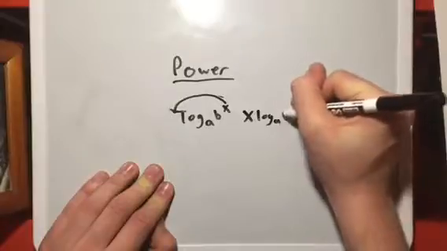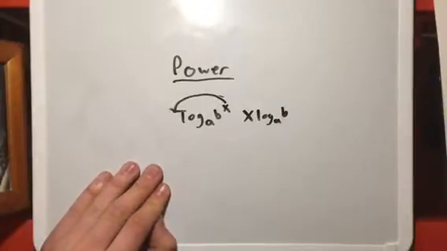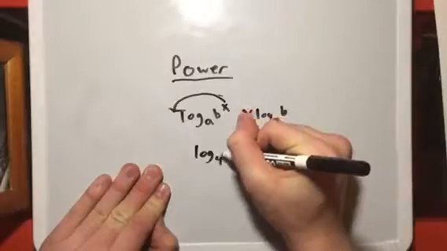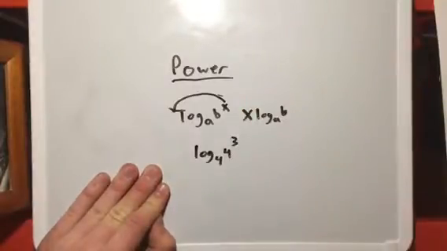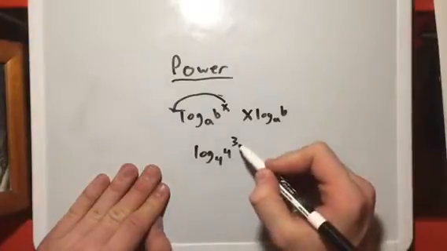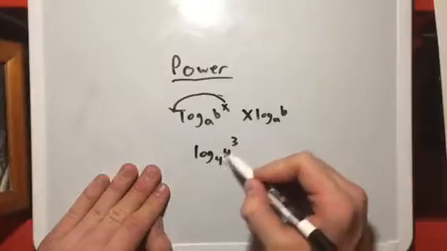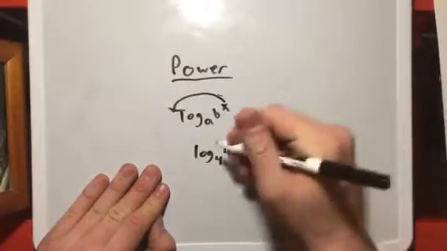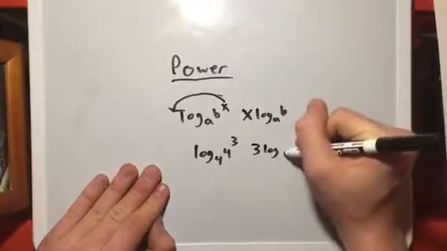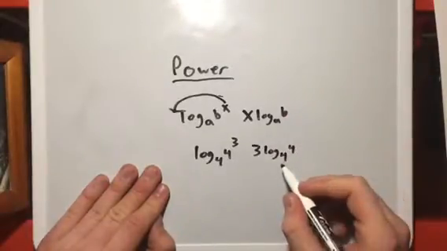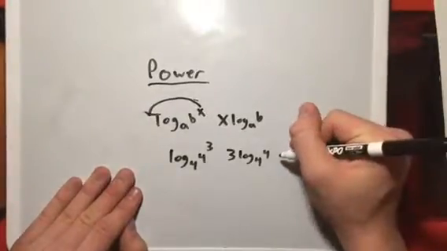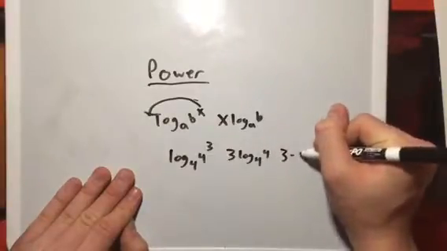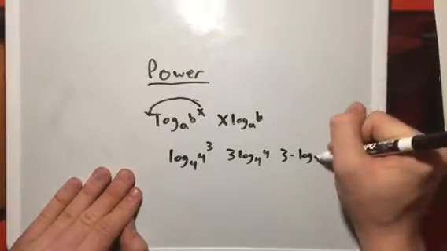log base a of b. Now let's add in some numbers. Let's take log base 4 of 4 to the power of 3. Now, in order to solve this log, we cannot have this 3 right here, because that messes the relationship between these two numbers up. So what we need to do is move this 3 out here. So this rewrites to 3 times log base 4 of 4.